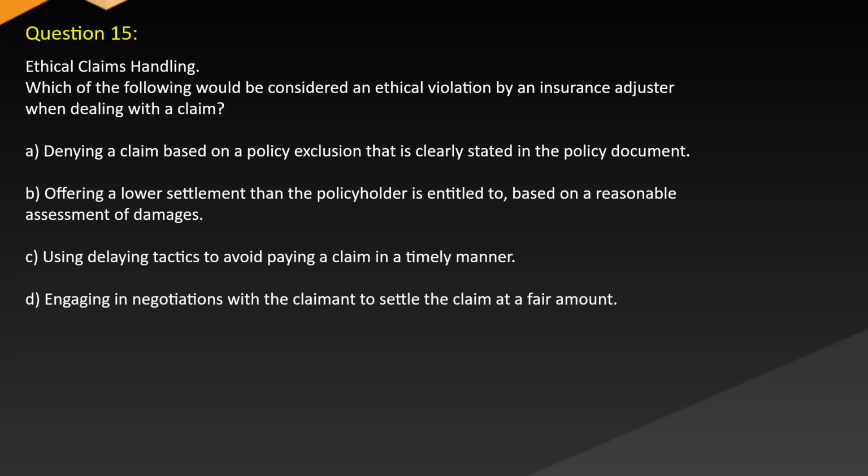Which of the following would be considered an ethical violation by an insurance adjuster when dealing with a claim? A. Denying a claim based on a policy exclusion that is clearly stated in the policy document. B. Offering a lower settlement than the policyholder is entitled to based on a reasonable assessment of damages. C. Using delaying tactics to avoid paying a claim in a timely manner. D. Engaging in negotiations with the claimant to settle the claim at a fair amount.